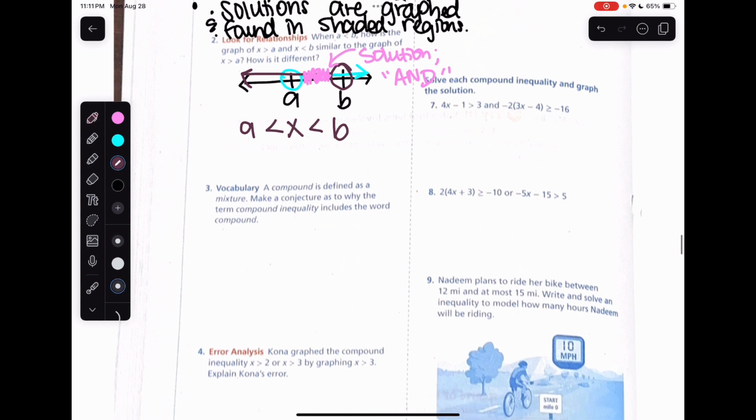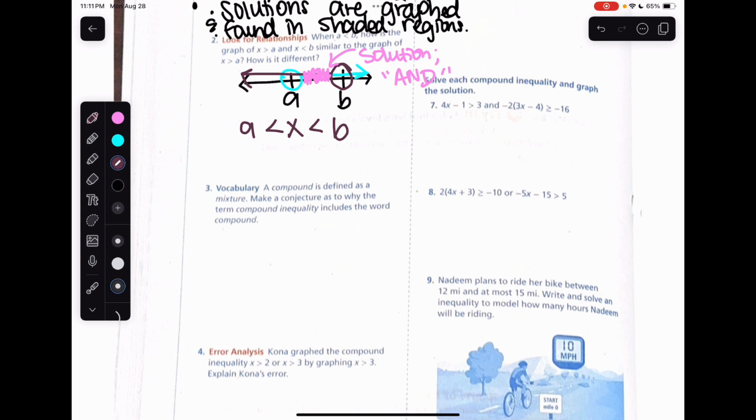Okay, vocab. A compound is defined as a mixture. Make a conjecture as to why the term compound inequality includes the word compound. All right, so hopefully you'll be able to do this one on your own, but just to make sure that you understand the concept, a compound inequality is a mixture of two different inequalities. They're literally either pushed together, they're combined some kind of way, right? They're literally mixed onto the same number line.